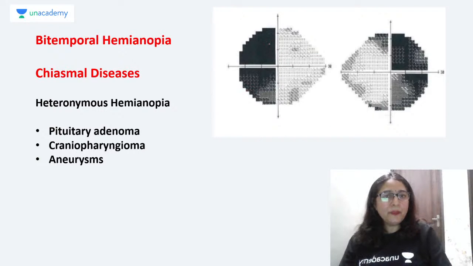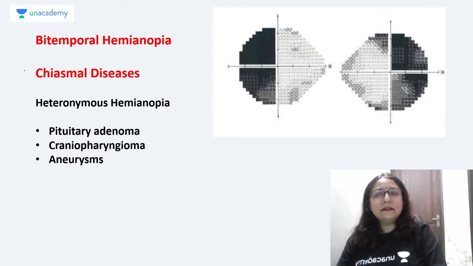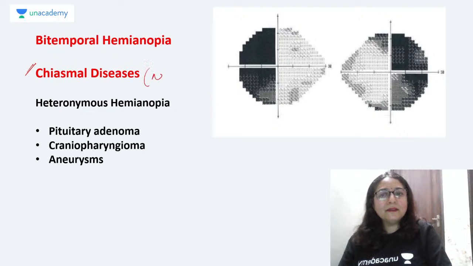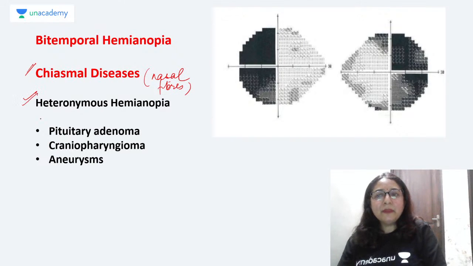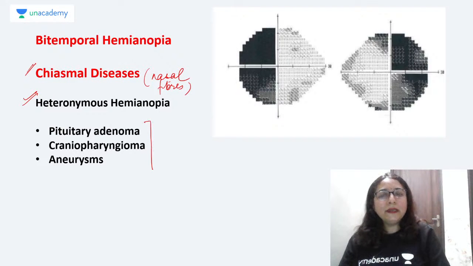Bitemporal hemianopia: the opposite half of the field is gone, that is the temporal side of both the eyes. The lesion responsible for this is at the chiasma, because the chiasma contains the nasal fibers. Okay, this type of hemianopia is called heteronymous hemianopia. What are the common lesions which affect the chiasma?